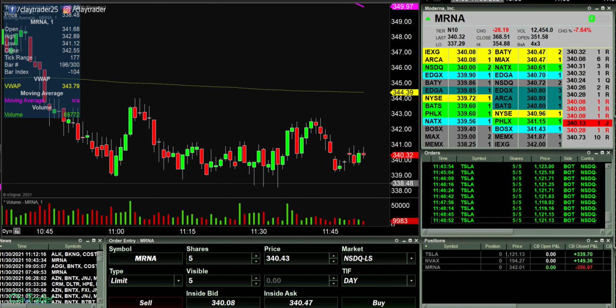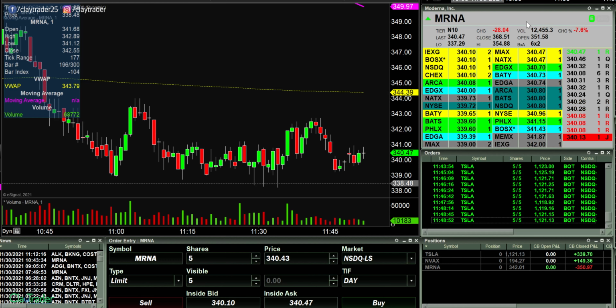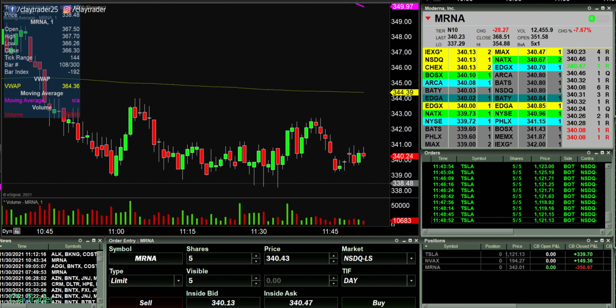So I realize I'm kind of repeating myself here and I apologize for that. But I am, like I said, trying to stall here and see if there's another potential setup here in mRNA at 338. This is actually one that I tried earlier, did not work out.